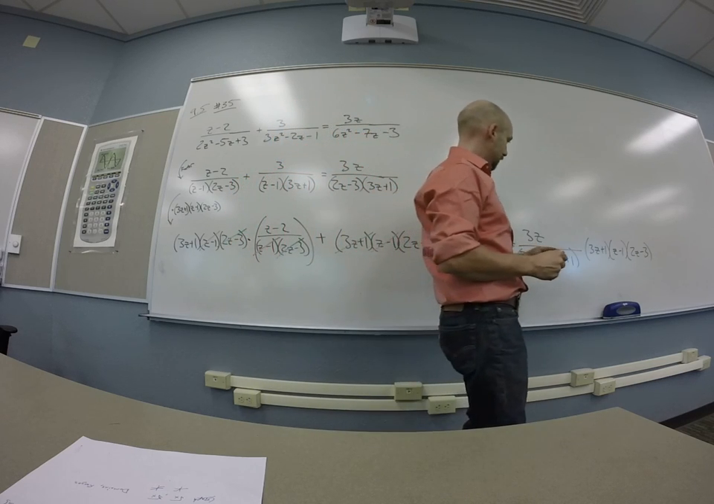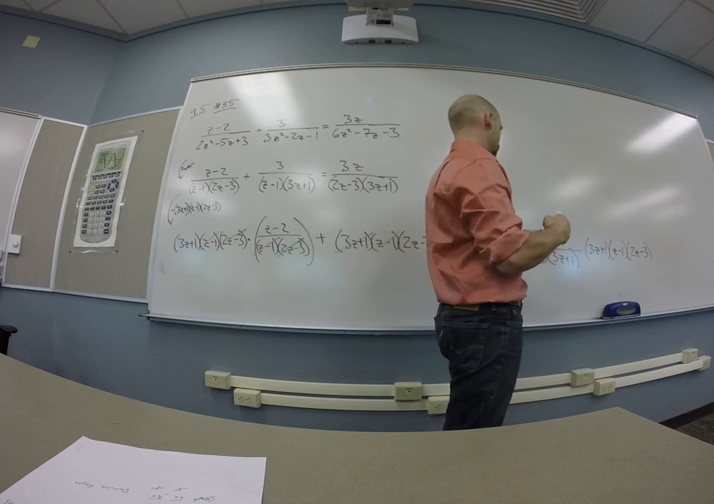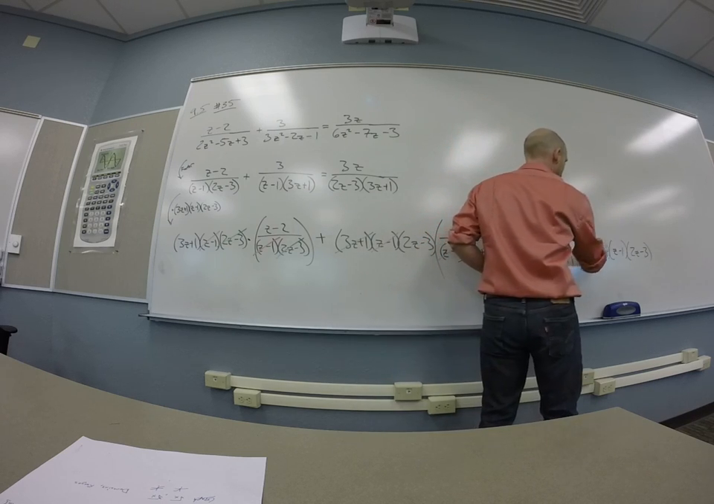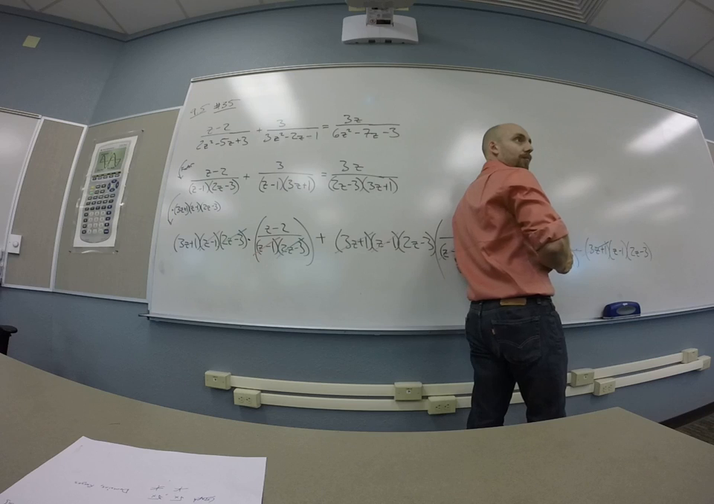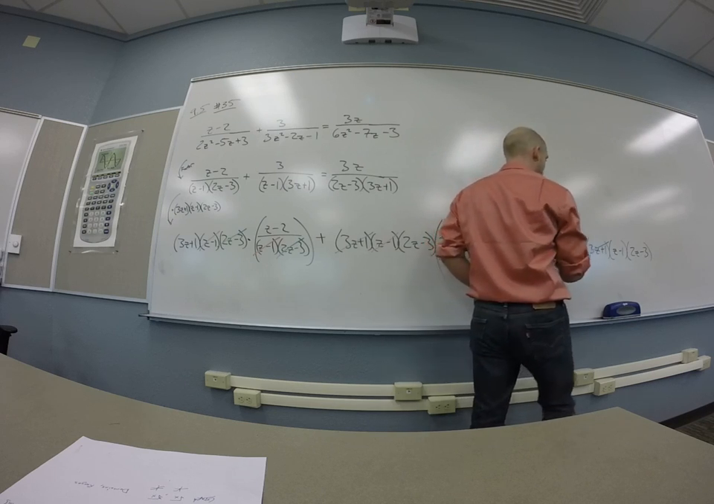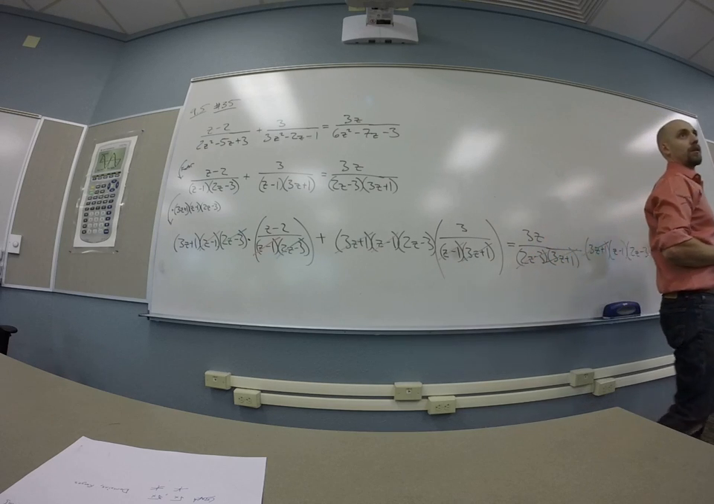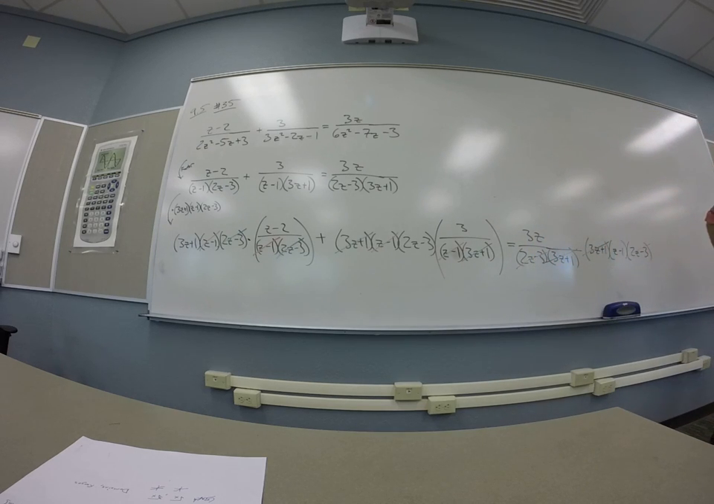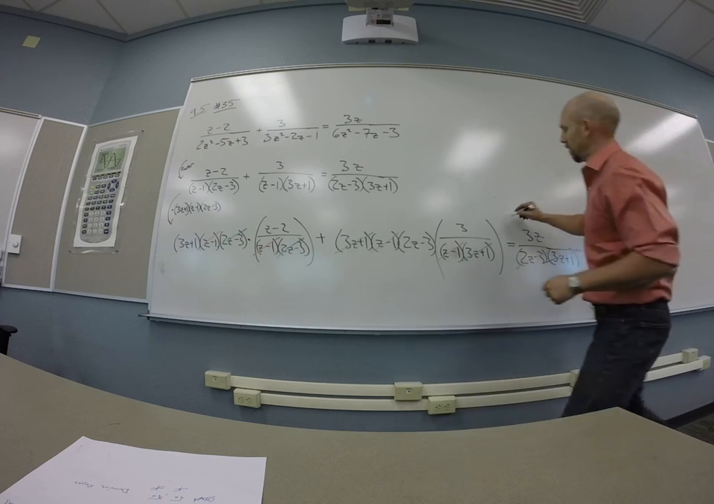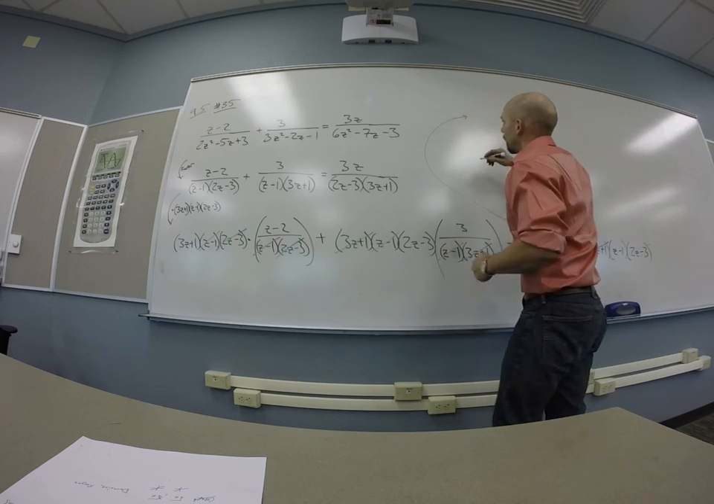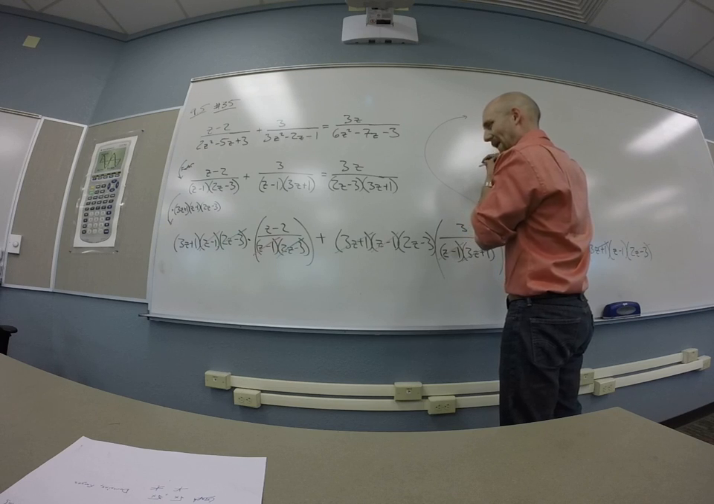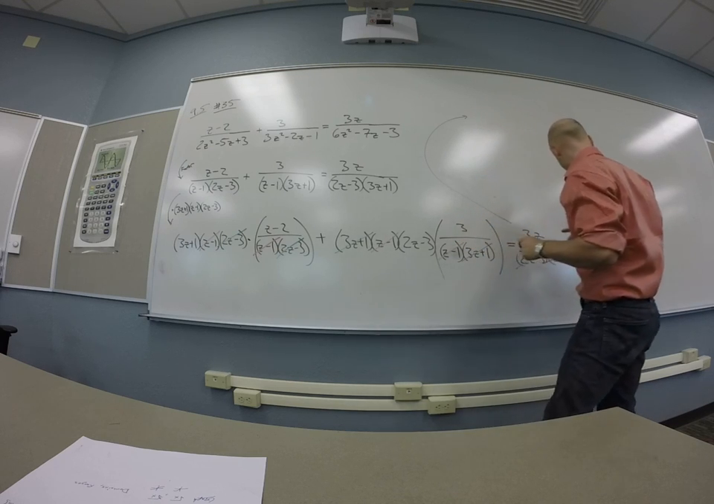Then on this guy, see there's a 3z plus 1 on top and bottom, and a 2z minus 3 on top and bottom. You see that? Yes. So what am I left with? 3z squared plus 7 minus 2 plus 6z minus 9 is equal to 3z squared.